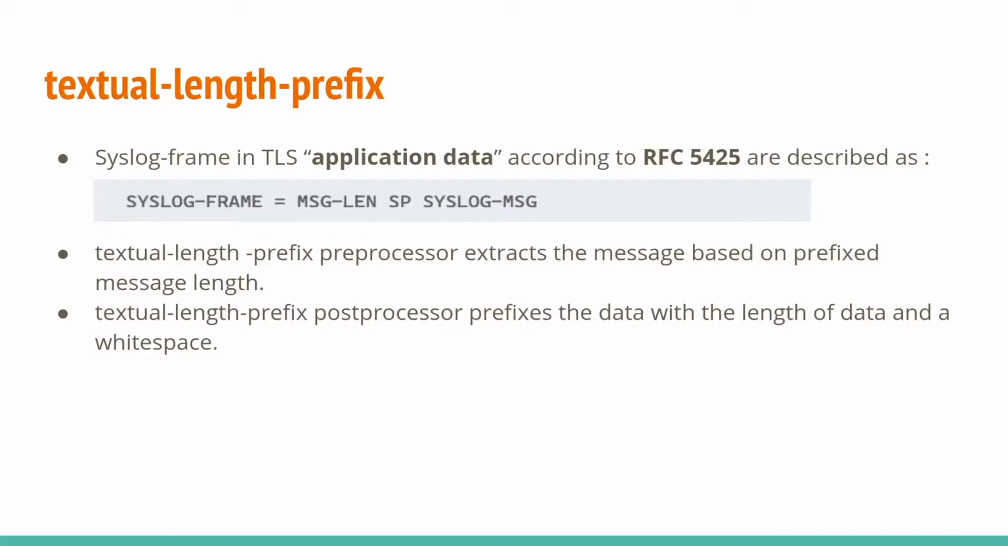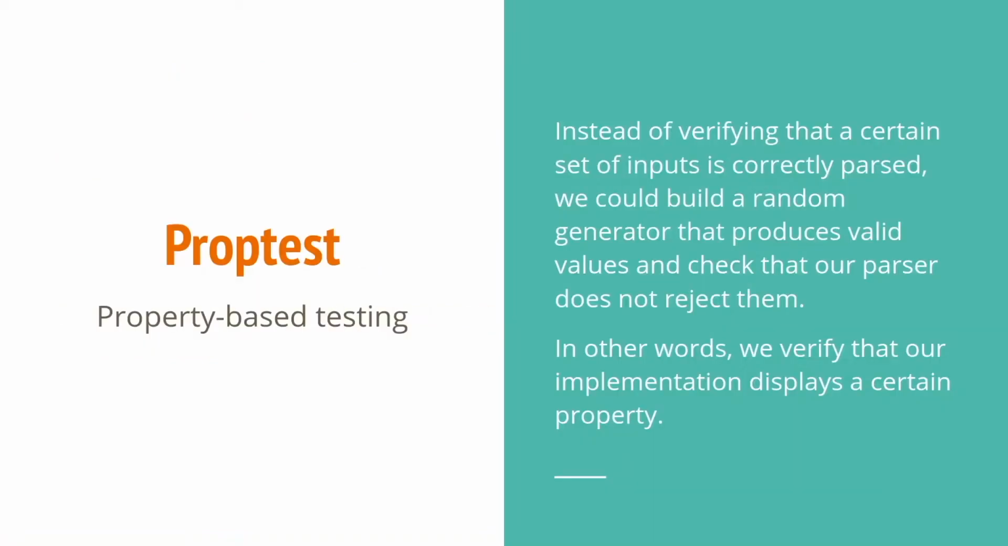The textual length prefix preprocessor gets the length through the syslog frame, waits until the buffer is long enough, then extracts the right amount of data and returns it in a vector. The textual length prefix post-processor prefixes the data provided to it with the length of the data in ASCII digits and a white space. Now, for testing the working of the preprocessor, we performed property-based testing using PropTest. PropTest is a property-based testing framework written in Rust.